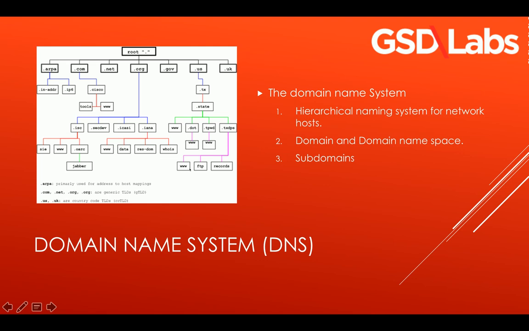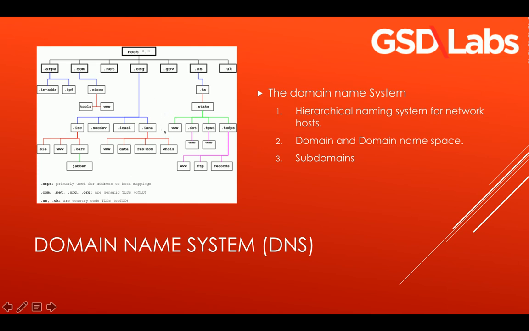So the www, the FTP, and the records, right? If we talk about the tx.us domain namespace, it obviously includes the state, the rest of the subdomains, and all the hosts underneath it. So that's actually the boundary of that particular domain. And the domain namespace for the root, which is the dot, obviously is everything. So it would be the whole internet.